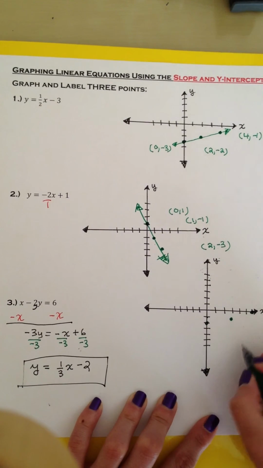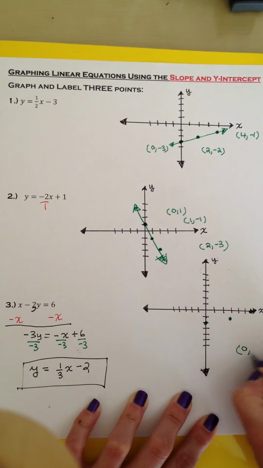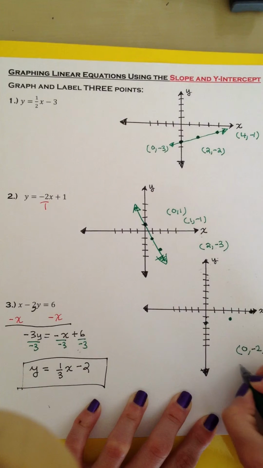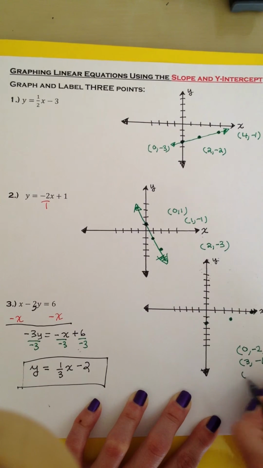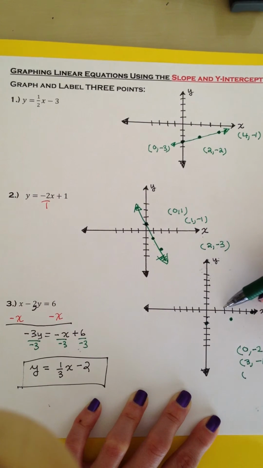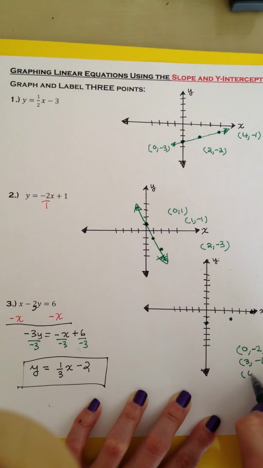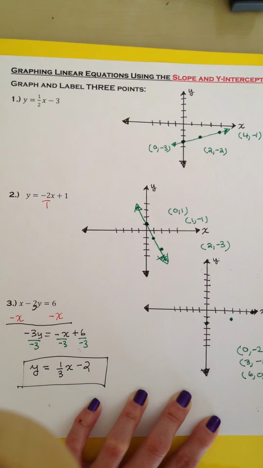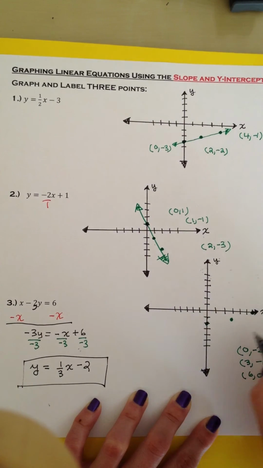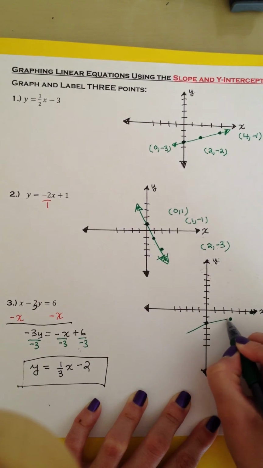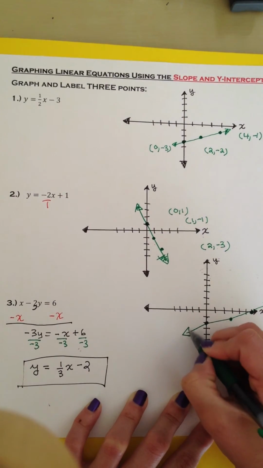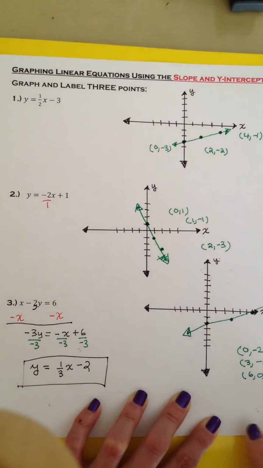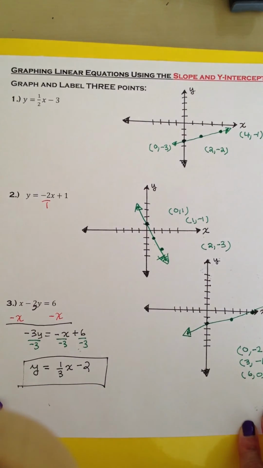We want to label our points here. So we have 0, -2. Then we have 3, -1. And then, of course, if you count 1, 2, 3, 4, 5, 6, we've got 6, 0. It's a lot easier if you use graph paper to make sure your graph comes out correct. Graph paper is always helpful. So we have our last graph here, and that's about it.